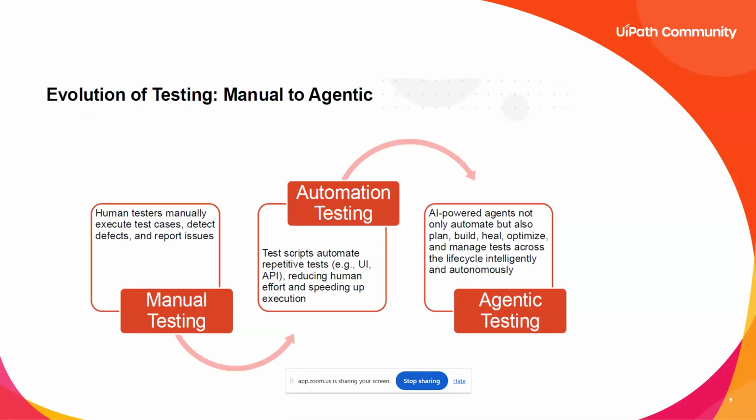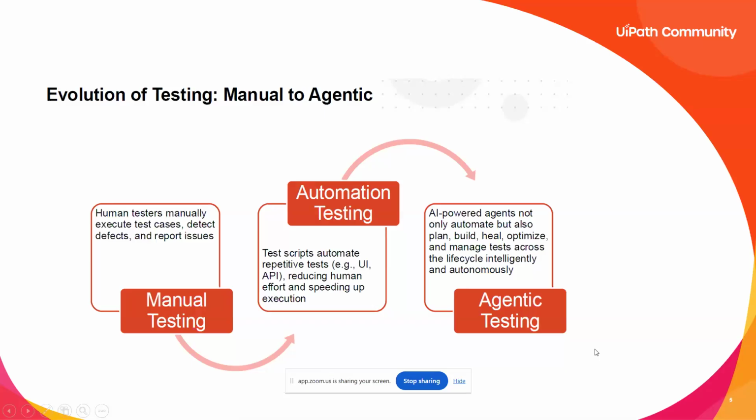First of all, let's walk through how software testing has evolved from fully manual to AI-powered agentic testing. This journey has three big stages: manual testing, automation testing, and now agentic testing. Each step improves how we test applications, making it faster, smarter, and more reliable. So let's try to understand each stage.